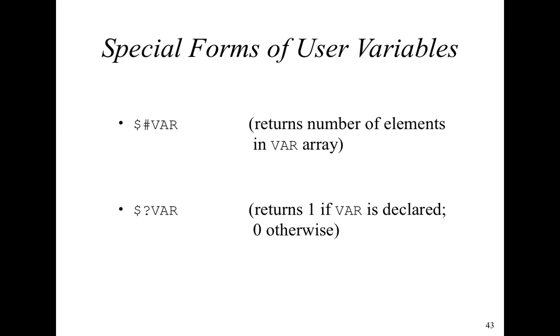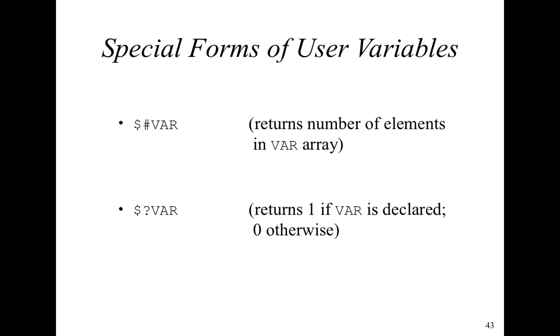Special forms of user variables. The $ sign and the pound variable returns the number of elements in the variable array. How many are in that array? The number sign, kind of logical, is going to give us the count. The question mark is going to return 1 if the variable is declared, 0 if it's not declared. Do we have that one? So we don't have that one.